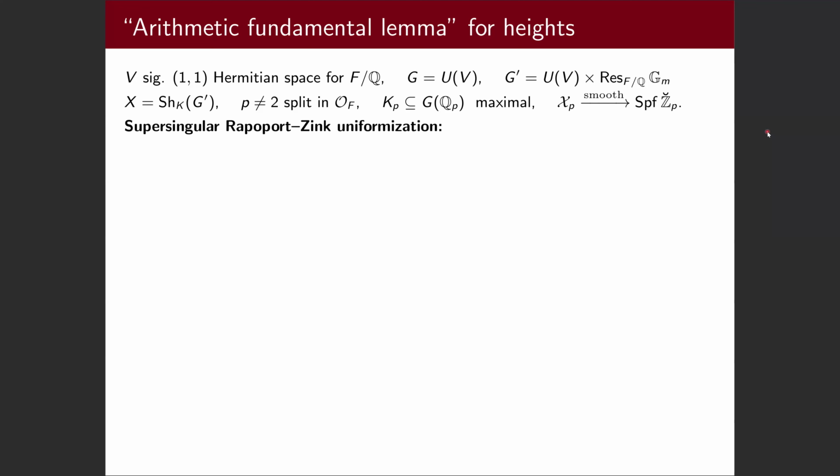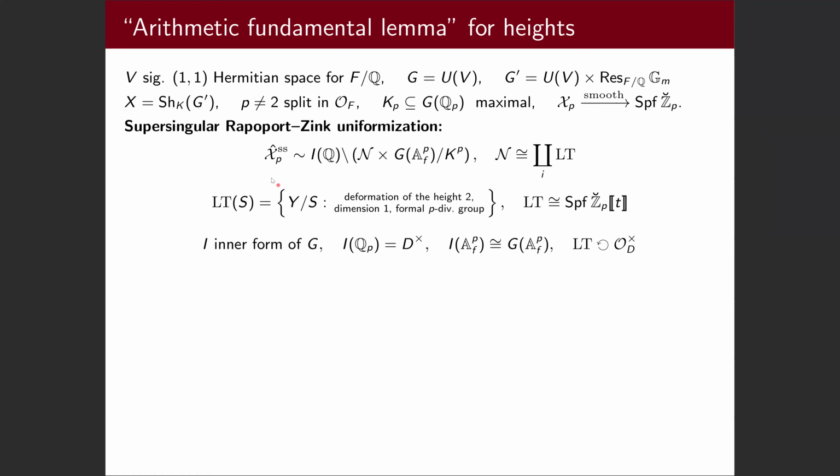Okay, in this case, there's a decomposition of the orbital integral locally, and the intersection number also unfolds locally using the Rapoport-Zink uniformization. So let me try to state this a little bit more precisely. Let me write it down. Here I'll explain what everything is term by term.